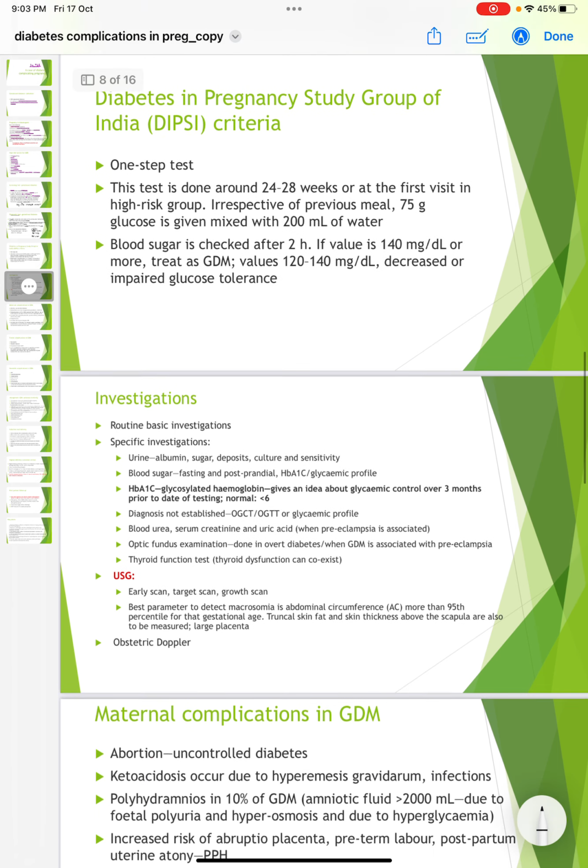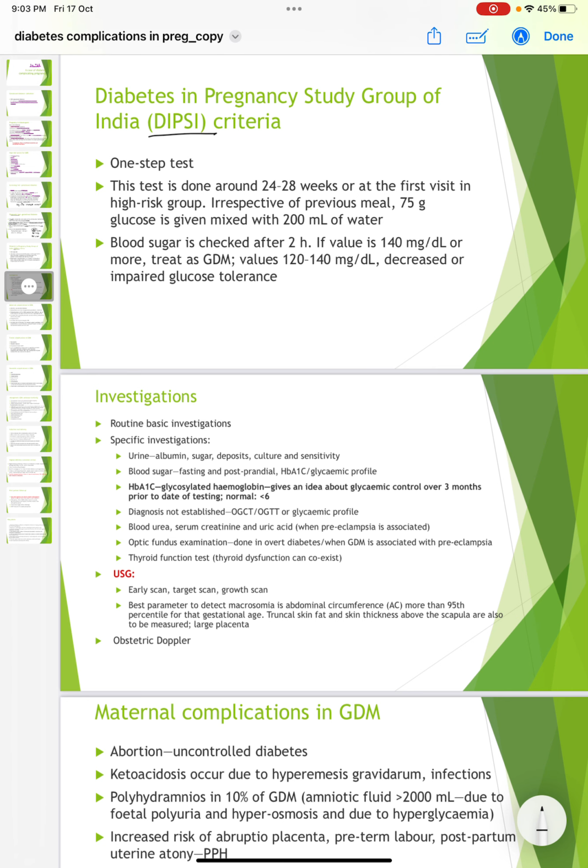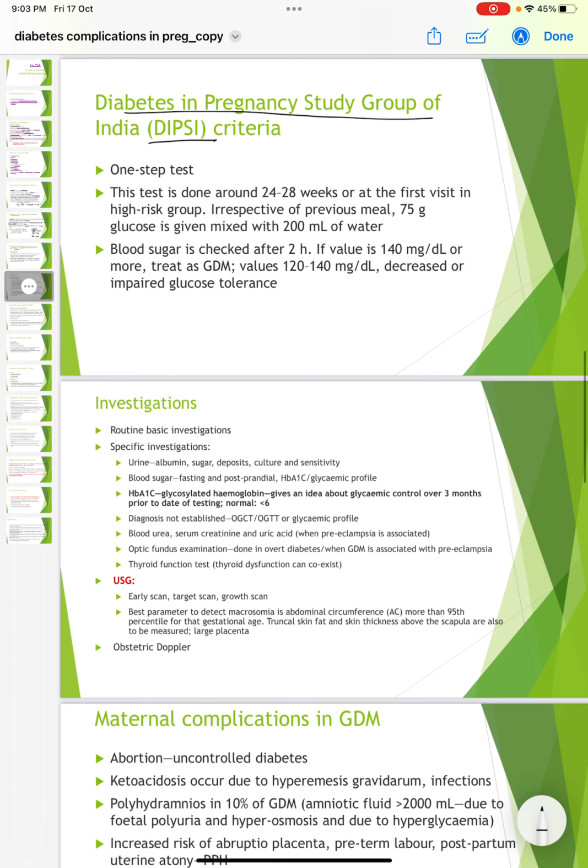So in India what we prefer is the one step test, that is the Diabetes in Pregnancy Study Group of India criteria, done at 24 to 28 weeks. Actually preferred is first visit, 24 to 28 weeks, and again in the third trimester at 34 to 36 weeks. Irrespective of any previous meal, 75 gram of glucose is given mixed with 300 ml of water, and you will check the blood sugar after 2 hours. If the value is less than 140 mg per dl, it is considered normal. If it is more than 140, it is GDM. 120 to 140 is impaired glucose tolerance.